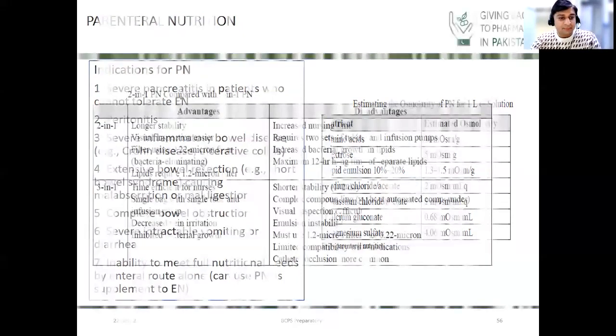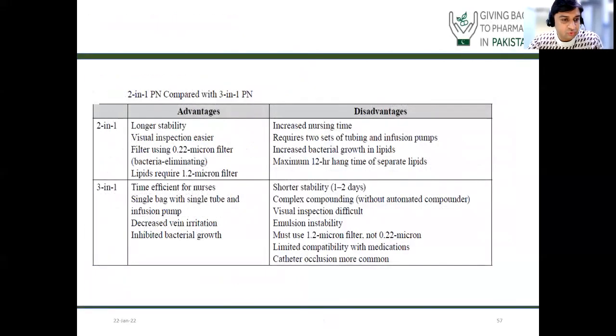So what are the principles? We have two types of preparations. One is 2 in 1 and the other is 3 in 1. In case of 3 in 1, you mix the 3 major components, or the macronutrients, within the same bag. And in case of the 2 in 1 approach, you mix dextrose and amino acids and other electrolytes in one bag, and lipids are given separately through a separate line.